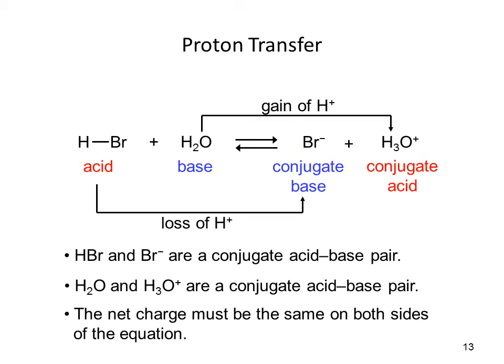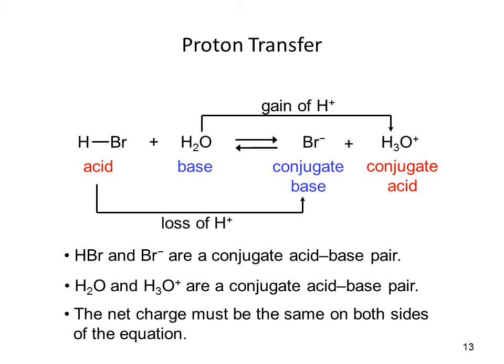Hydrobromic acid is a real acid. It gives up its proton to the base water. Afterwards, you have left over bromide, which was hydrobromic acid, but now had its proton removed. And we have the hydronium ion, which used to be water, but now that the proton attached to it, it's the hydronium ion. And so you can see how these are conjugate acid-base pairs.